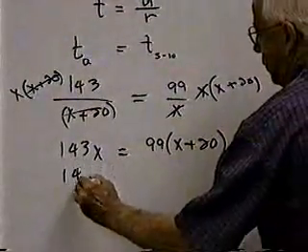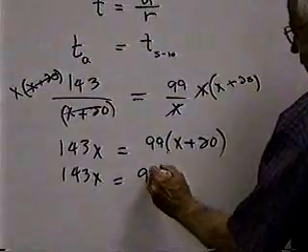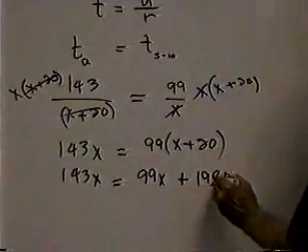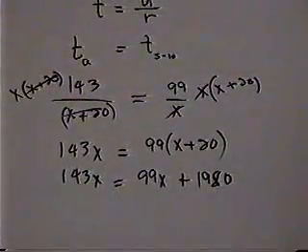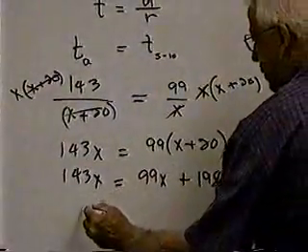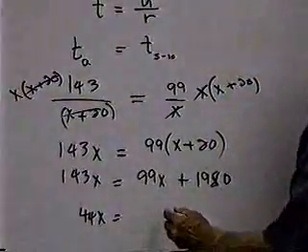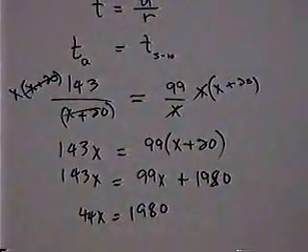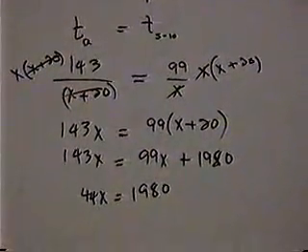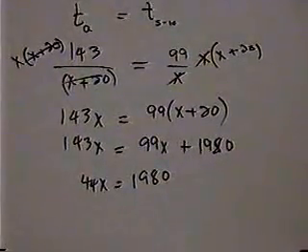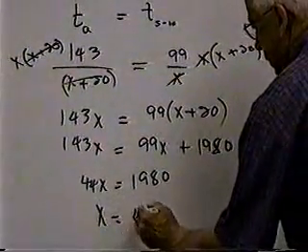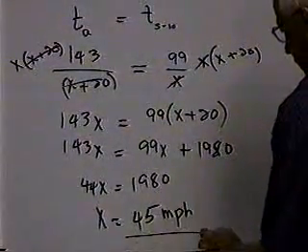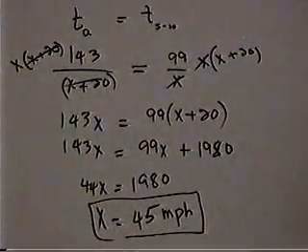Well, 143x equals 99x plus 1980. All right, subtracting over here would be 44x equals 1980. And now dividing 44 into that comes out to be 45 miles per hour. Don't forget to put units on the problem that you're talking about.